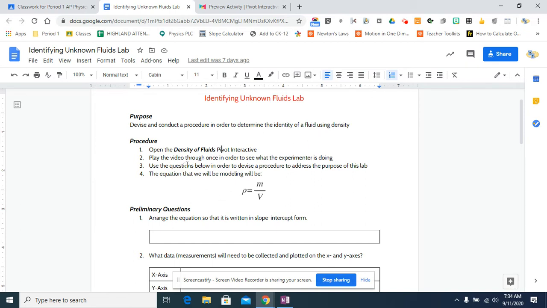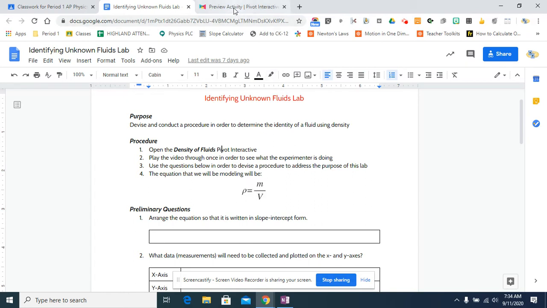So what we're going to be looking at today is this equation of density. Again, the symbol for density is this rho symbol equals mass divided by volume. And we want to approach this the way that we would for the AP exam. That means that we're going to design an experiment that will be able to get density from the measurements that are indicated in this equation.